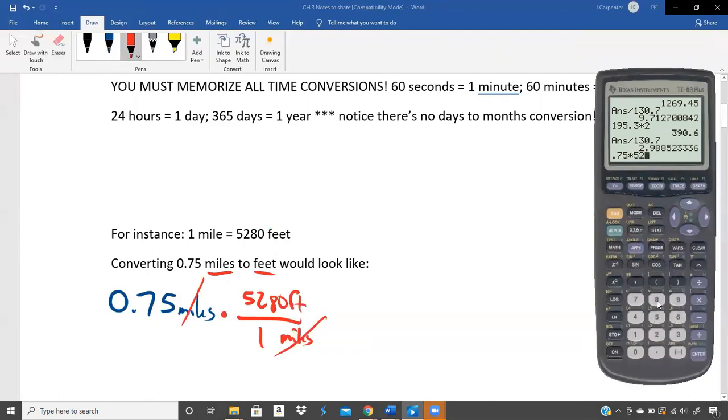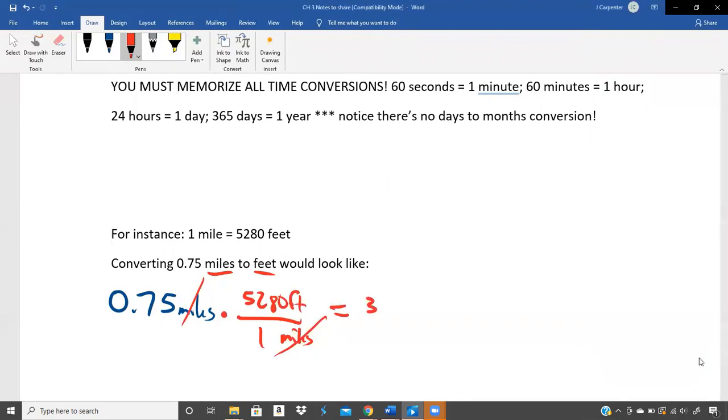Now, before I hit enter, instead of asking, does it make sense when I get the answer, I want to predict this and say, what type of answer do you expect? Do you expect this answer to be 10 million, 10,000, 5? Well, this is less than 1 mile, and a mile is about 5,000 feet. So if we have a number that's less than a mile, the answer should be less than 5,280 feet. Probably not too close to 0 because it's almost a mile. But let's see what happens when we hit enter. We get 3960, and I would say that answer makes sense.